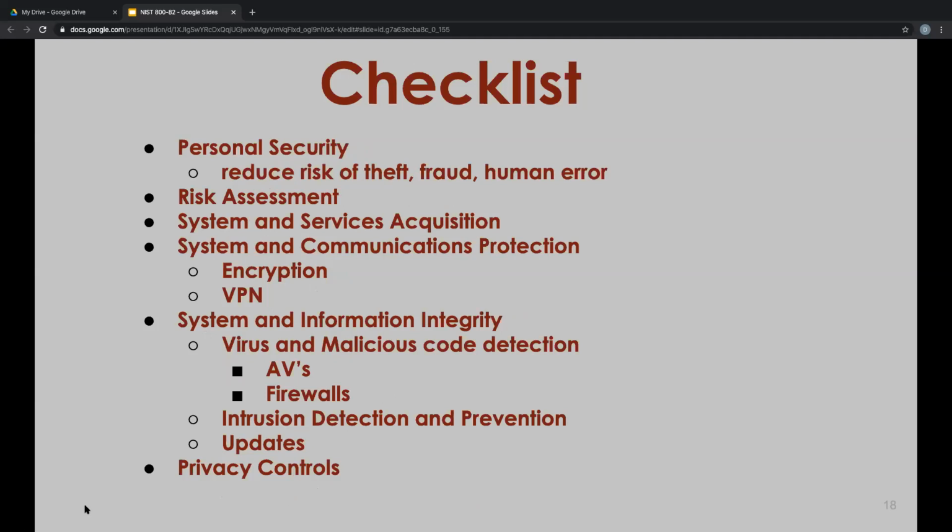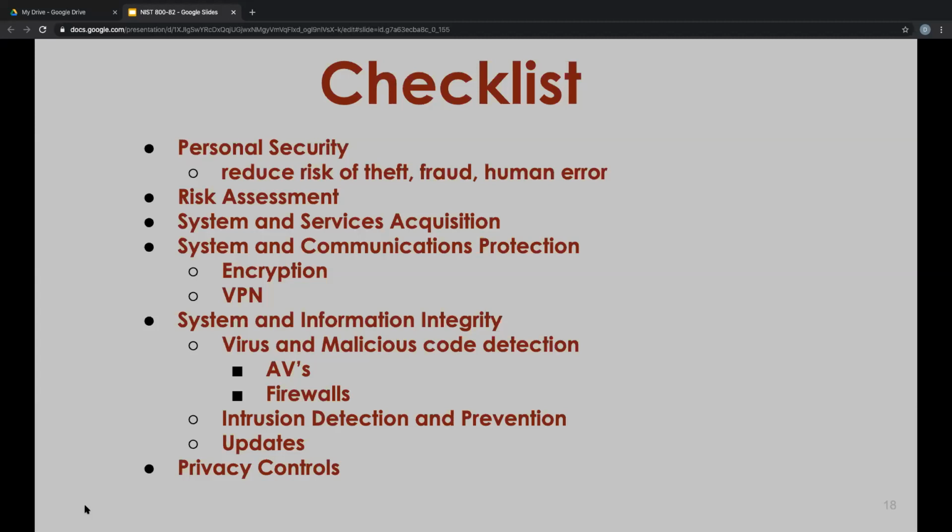Personnel security, you want to reduce the risk of theft, fraud, or human error, which human error is definitely bound to happen. You want to assess the risks, system and services acquisitions. That was leaned more towards if you're bringing in another team, or if you're bringing in some new service, how is it going to mesh with your services, and are you even able to do that? Because a lot of times these systems are using third-party companies, and if you were to do an update or deploy some sort of software that isn't approved by them, they will drop you completely and won't offer you any support. So system and communication protection, so encryption, VPN.